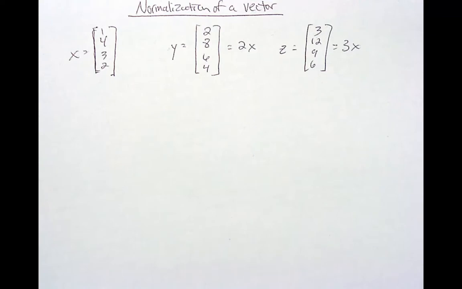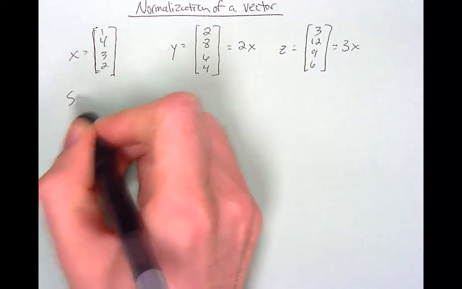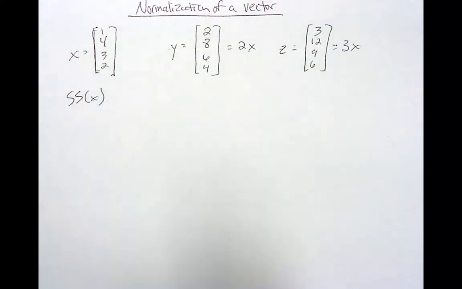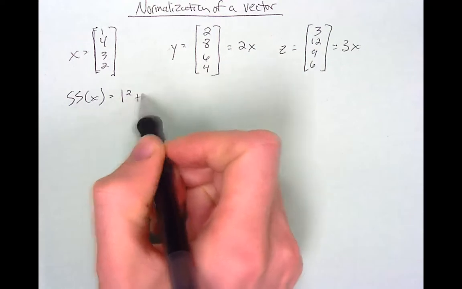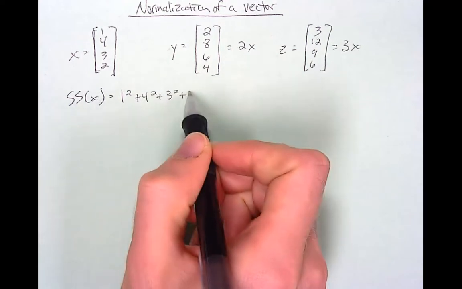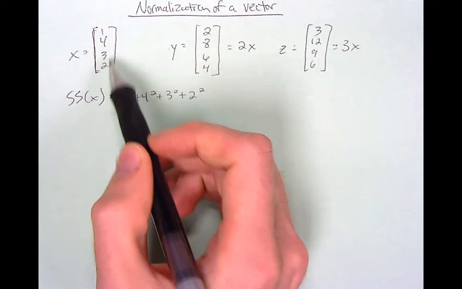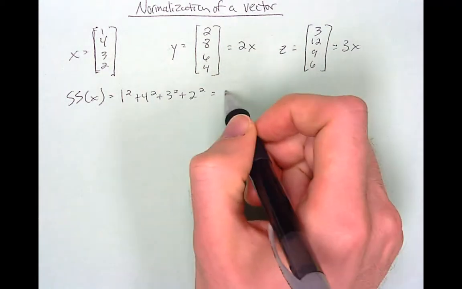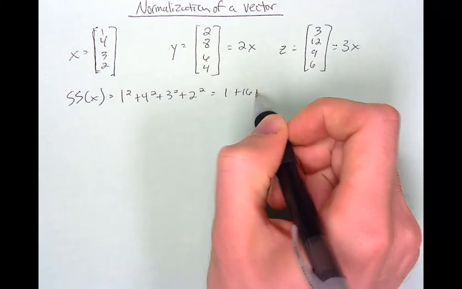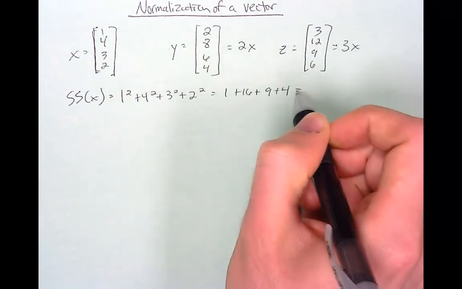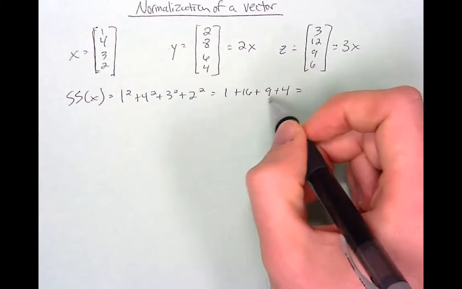The way we specify which version of the eigenvector is wanted is by specifying what it is normalized to. By definition, its sum of squares is what it is normalized to. So let's take the sum of squares of x. That will equal 1 squared plus 4 squared plus 3 squared plus 2 squared. So we're just squaring each element and adding them together, which gives us 1 plus 16 plus 9 plus 4. You add those up, and you get 30.